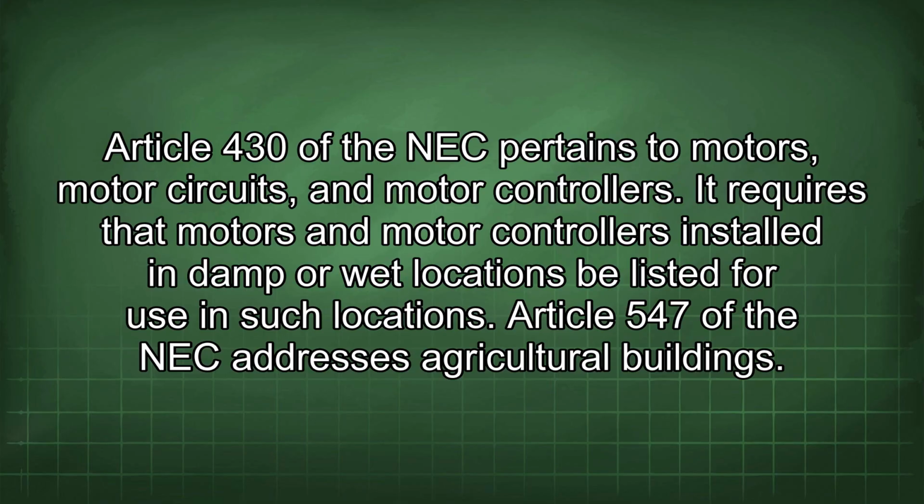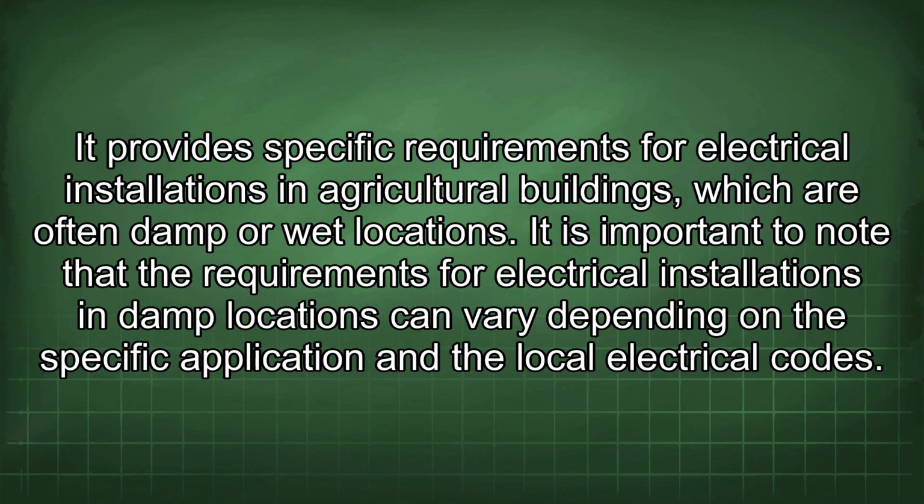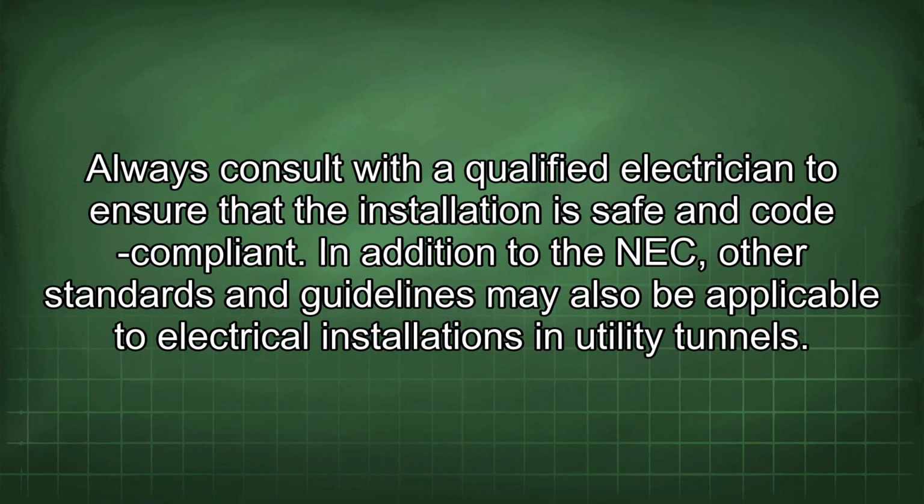Article 547 of the NEC addresses agricultural buildings. It provides specific requirements for electrical installations in agricultural buildings, which are often damp or wet locations. It is important to note that the requirements for electrical installations in damp locations can vary depending on the specific application and the local electrical codes. Always consult with a qualified electrician to ensure that the installation is safe and code compliant.